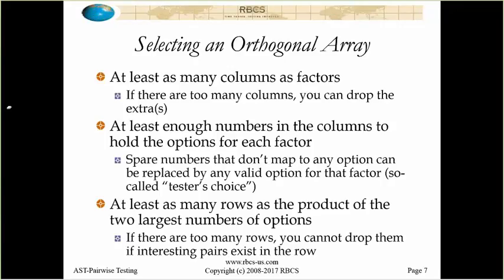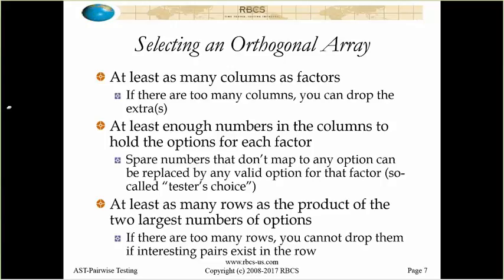That might have sounded a little bit confusing, but if you think about what I did on the orthogonal array on the previous slide, you'll see that what you're going to do is a search and replace. Each 0 gets replaced by the name of the first option, and each 1 gets replaced by the name of the second option, and so forth. And so obviously you would need to have at least as many numbers as you have options for whichever factor has the largest number of options.